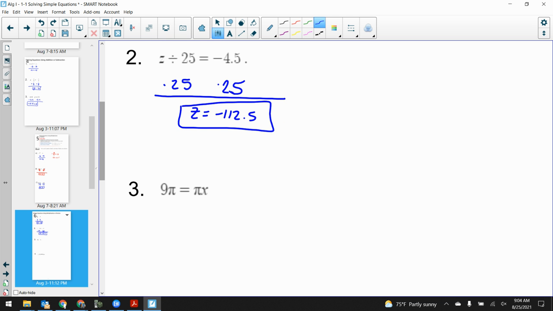And then my last one here for this set, 9 pi is equal to pi times x. What do I do to get x alone? Sid. I'm probably wrong, but I multiplied 3.14. It's already multiplied. So instead of multiplying, what should I do? Divide. So I'm going to divide by pi. And again, instead of changing it to 3.14, look, it's going to cancel out right side and left side. So 9 is going to be equal to x.